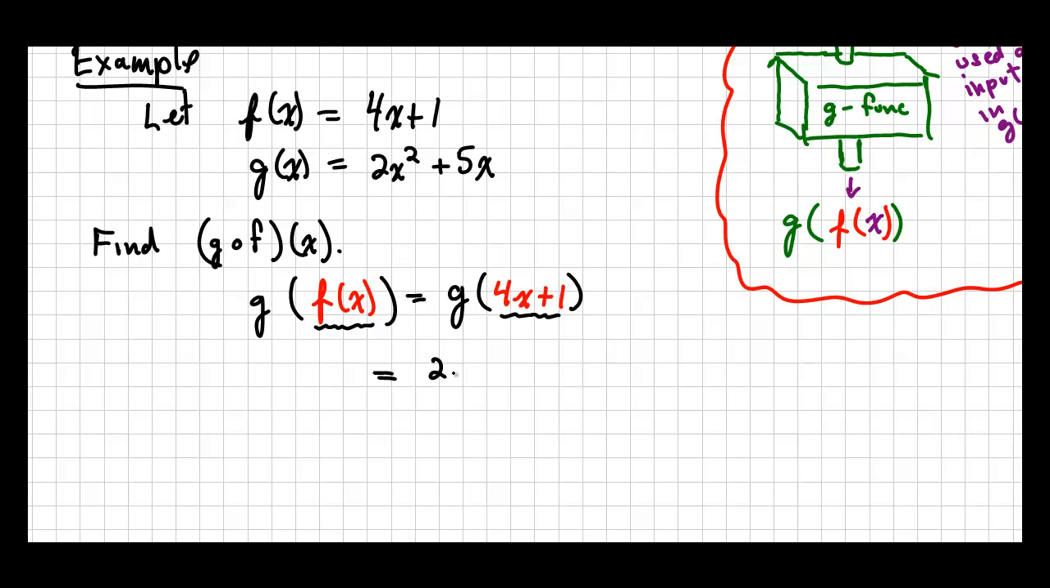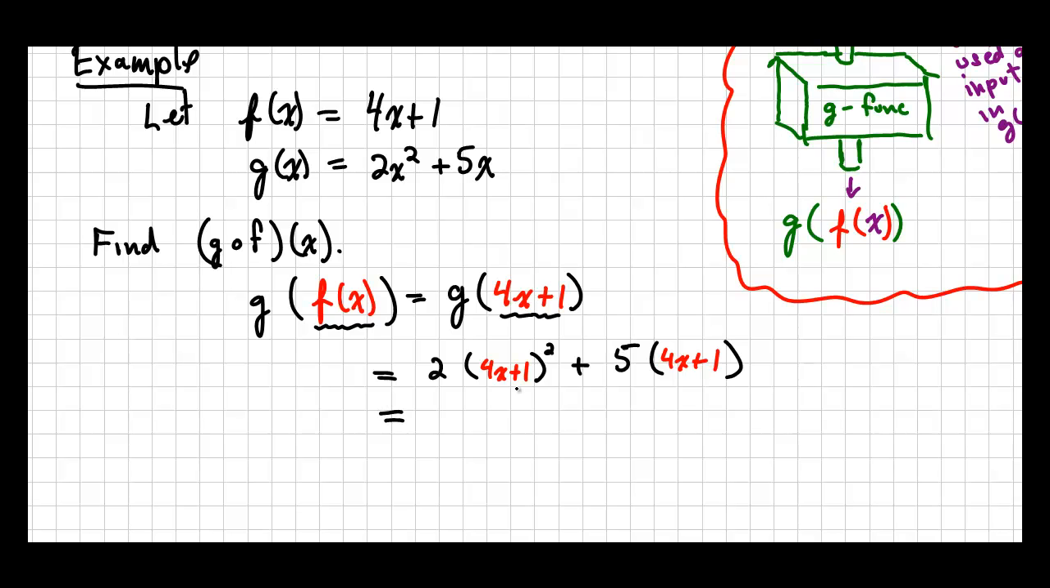So we've got 2, and instead of x squared, we're going to have that expression squared, plus 5 times, instead of x, 5 times the f of x that's in there. So wherever there was an x squared, we're going to have 4x plus 1. That's the function f squared. Plus, and then instead of 5 times x, it's going to be 5 times the function f, which is 4x plus 1.